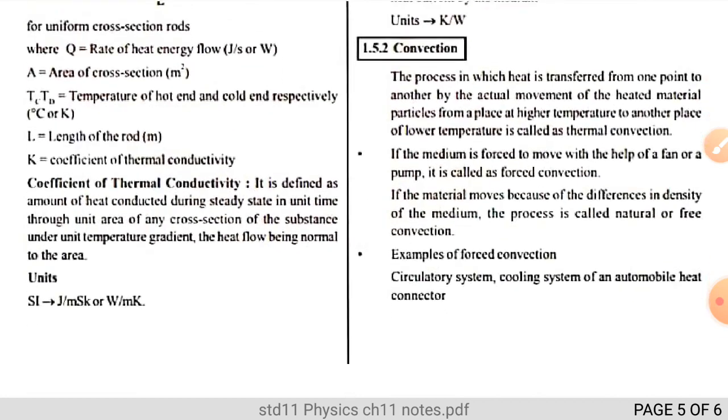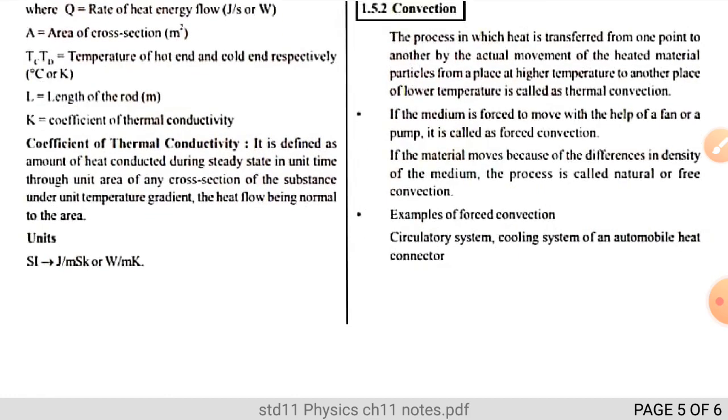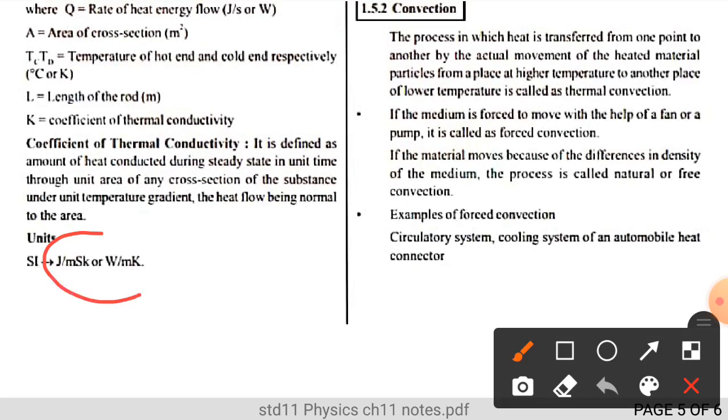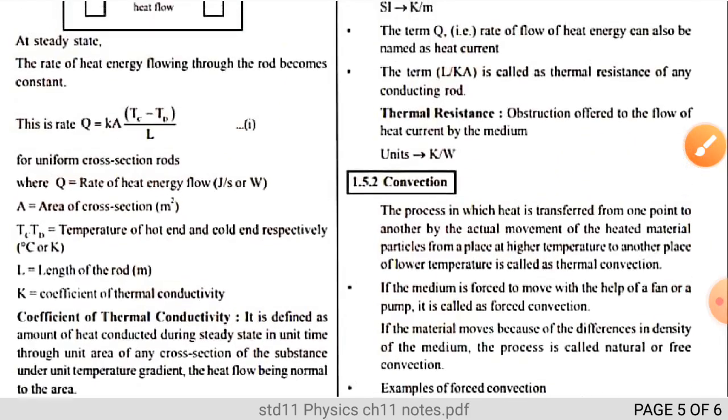So the coefficient of thermal conductivity is defined as the amount of heat conducted during steady state in unit time through unit area of any cross section of the substance under unit temperature gradient, the heat flow being normal to the area, right? So the SI unit of the coefficient of thermal conductivity is joule per meter second Kelvin, or we can say watt per meter Kelvin, right? Meter stands for the length of the rod.